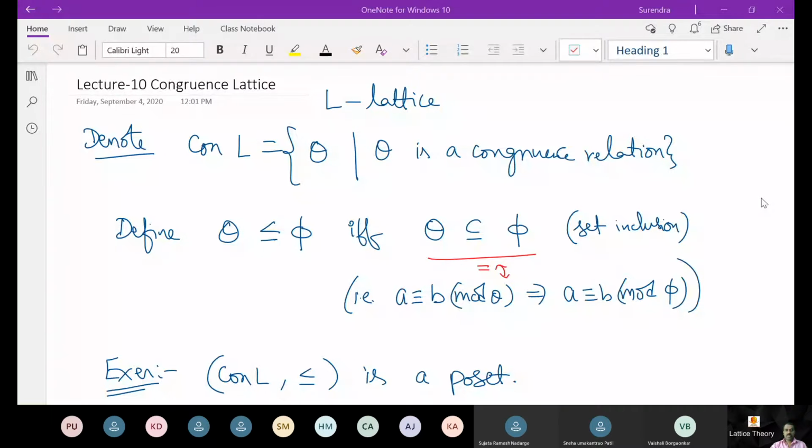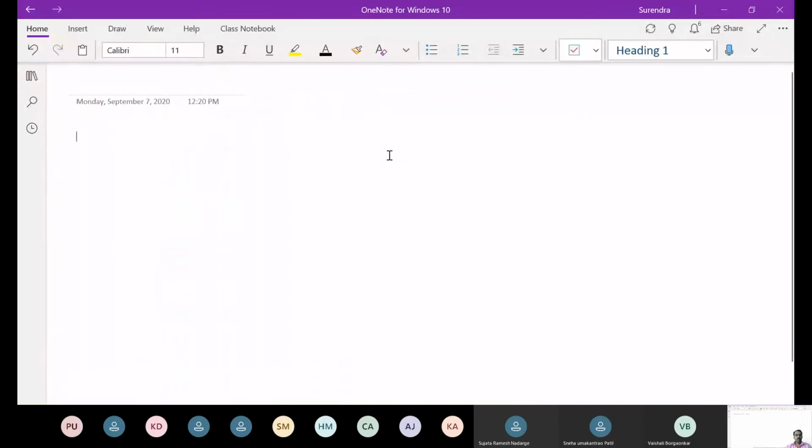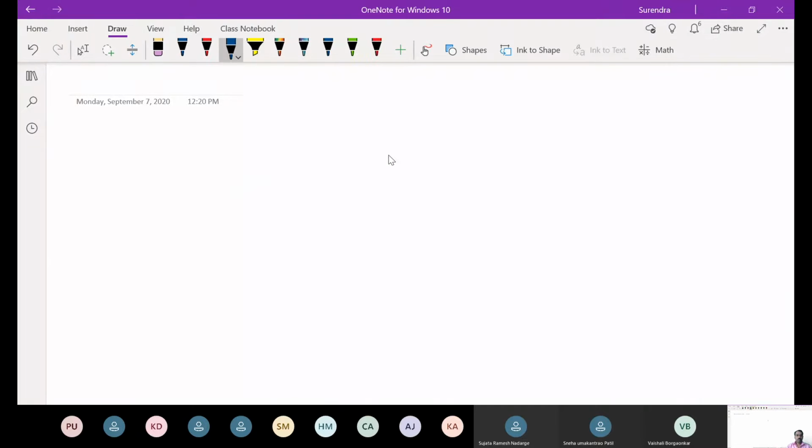In this class, we will be discussing a particular type of lattice called quotient lattice, or you can call it fractional lattice. So let's go back. In the last class, we have seen about congruence lattice. So in this class, lecture 11, we will discuss what is meant by quotient lattice.